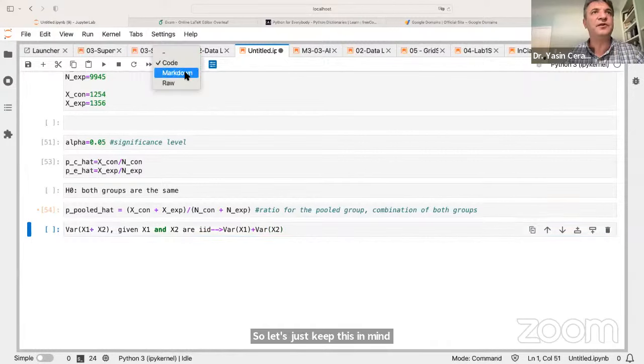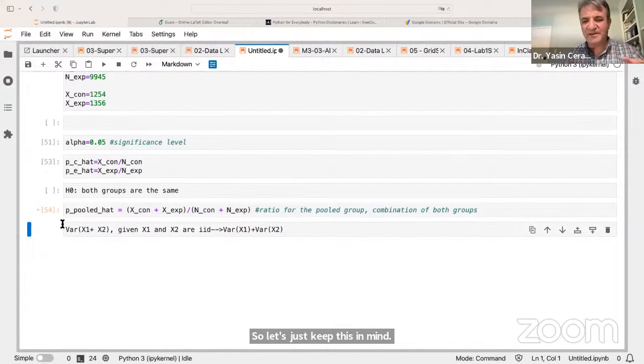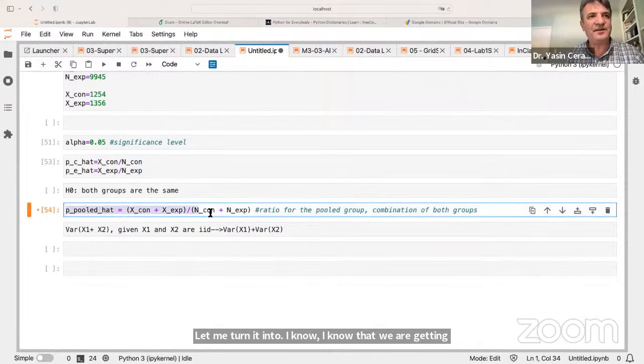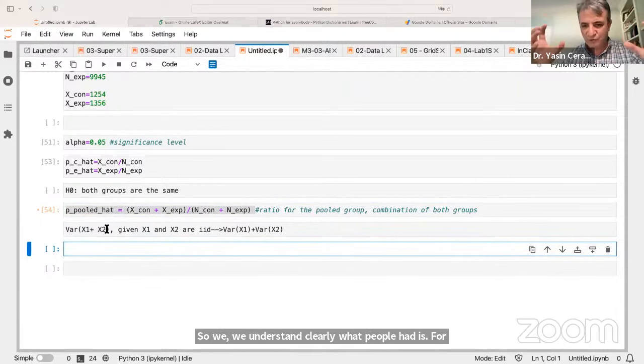It turned into markdown. I know that we are getting into math now, but we are going to get rid of this soon. So we understand clearly what p pooled hat is. Now for these two groups, I'm going to calculate the variance. Variance is nothing but p pooled hat times 1 minus p pooled hat times 1 over n control plus 1 over n experiment.